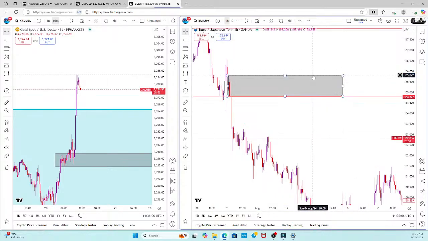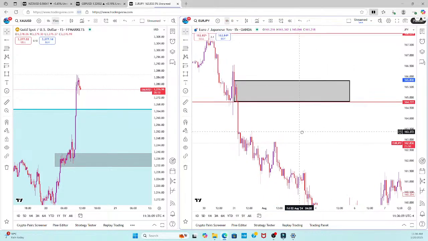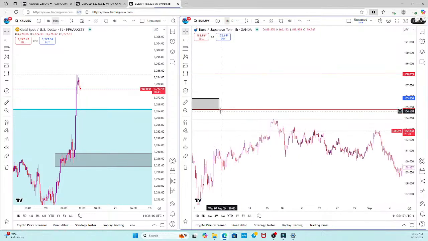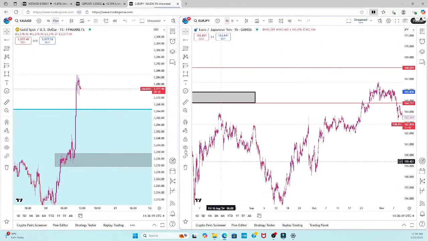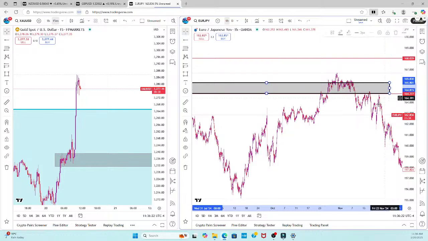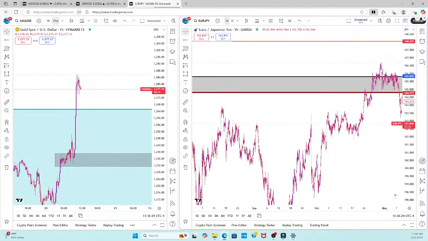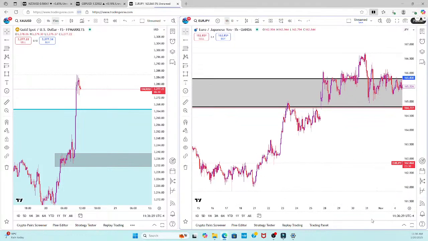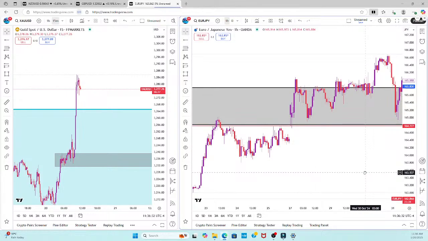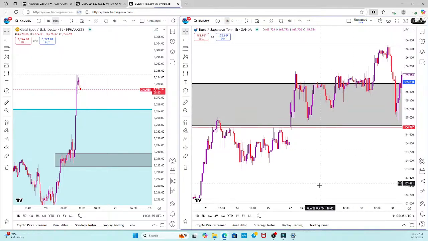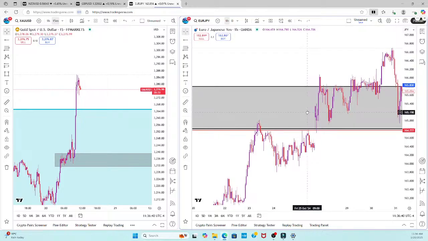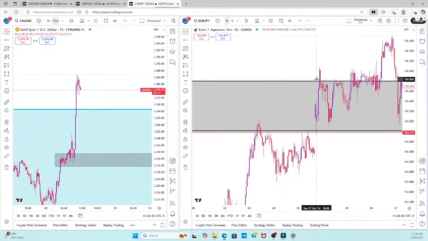We have this internal resistance here, this black box. That's one. I'm going to extend this all the way to the right and check something here. What I see here is that it actually didn't respect this internal resistance, because the price actually did break above it.